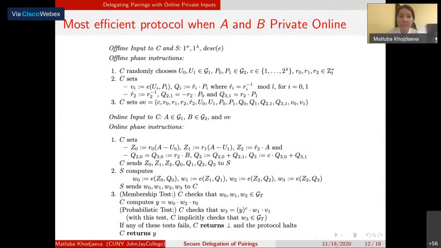When A and B are private, we have an offline calculation. Yes, we are assuming that the client randomly chooses these two inputs and does some pre-calculation, and uses that pre-calculation during the online phase.